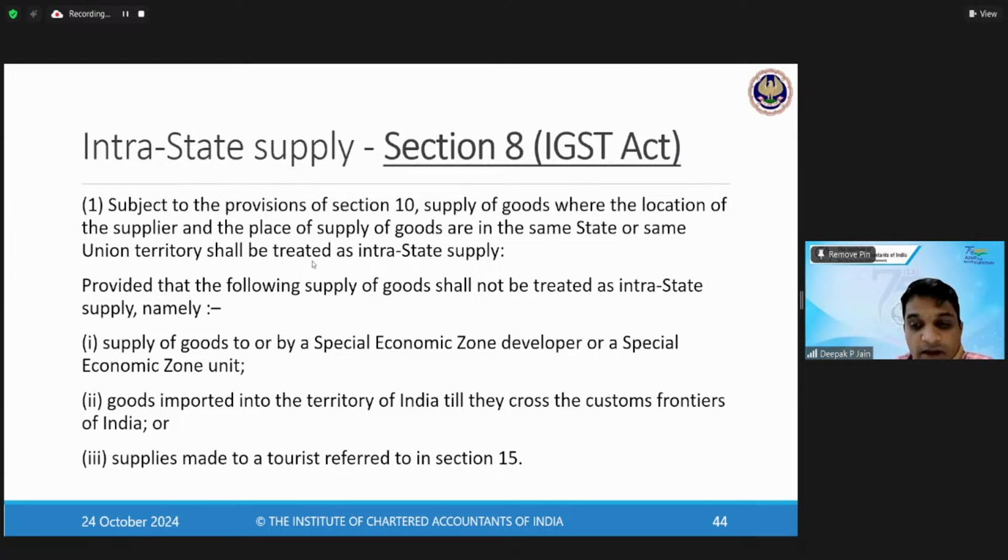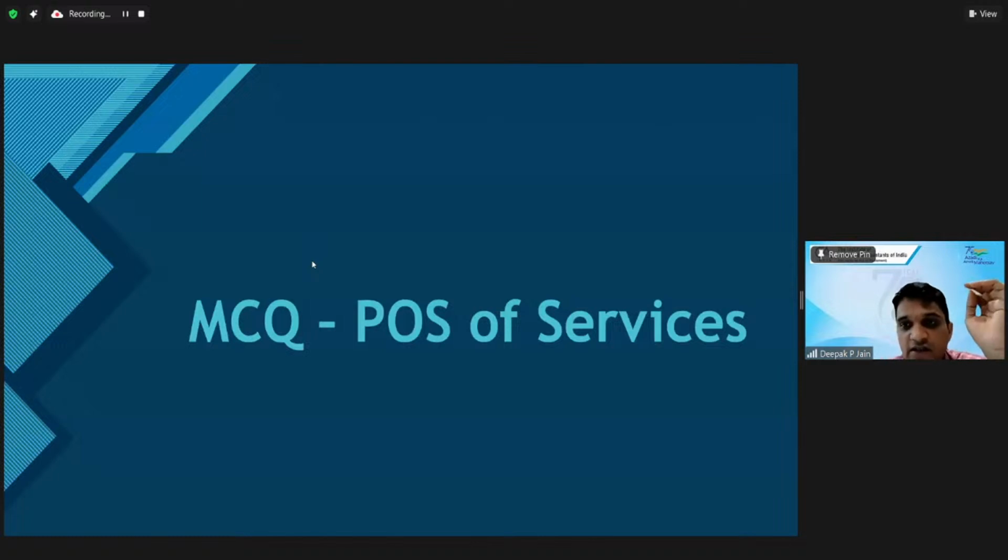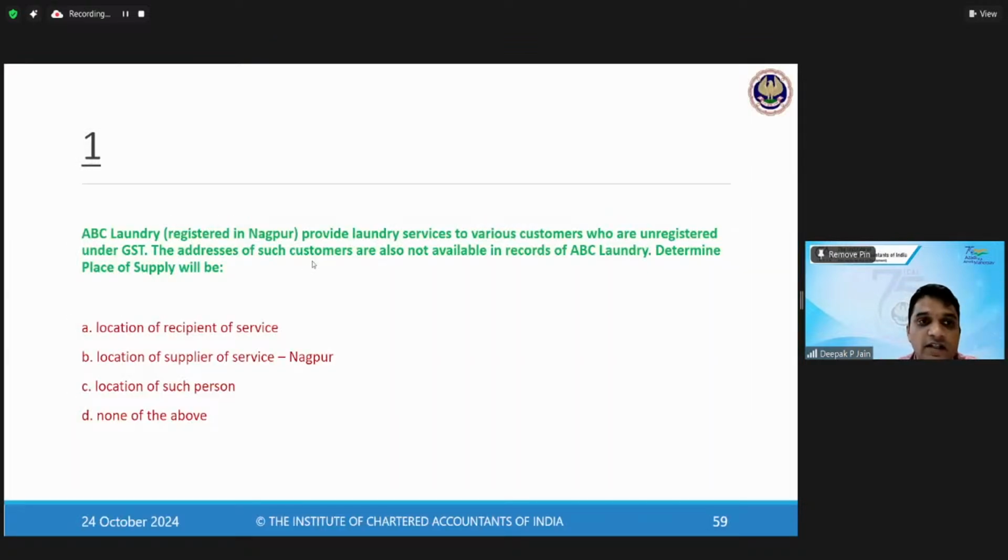Okay, I think some MCQs are missed out. Let us not miss them out. MCQs in case of place of supply of goods, fully covered. MCQ in case of place of supply of services, which is relevant. I will cover what we have not covered in the previous class. I will not repeat that.